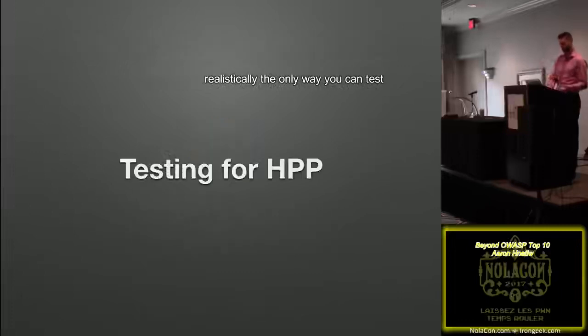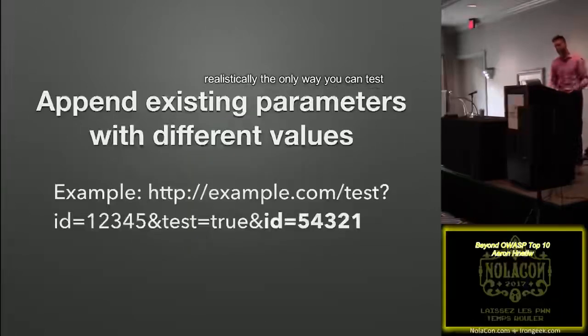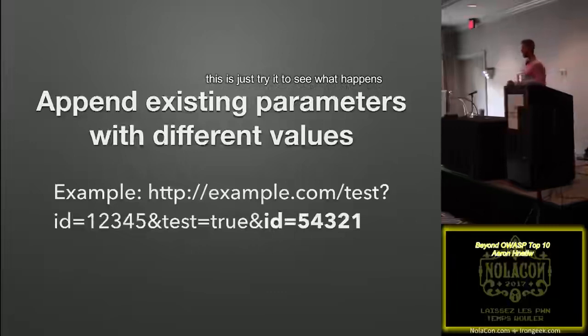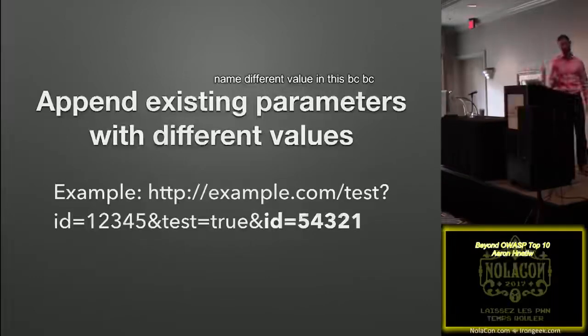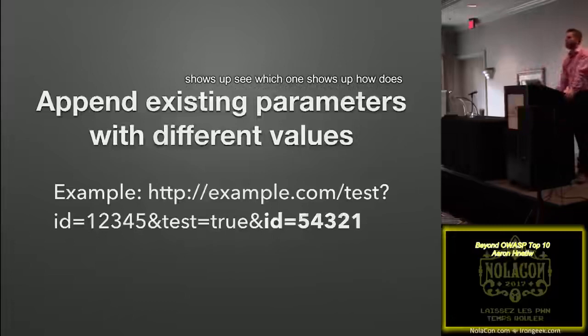So how do you actually test for header parameter pollution? Realistically, the best way to test for this is just try it to see what happens if you pass multiple parameters with different values. So the same parameter name, different value. If you see a parameter, try passing in a different value, see where it shows up, see which one shows up. How does it respond?